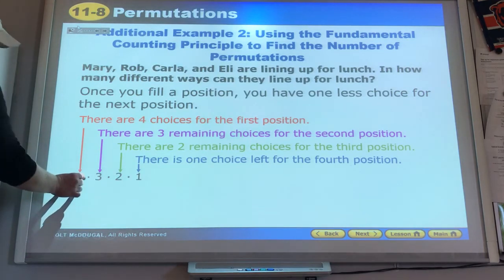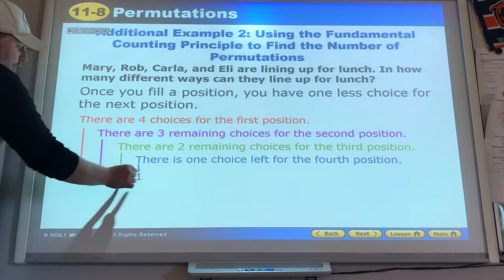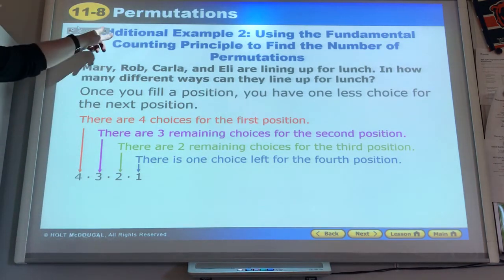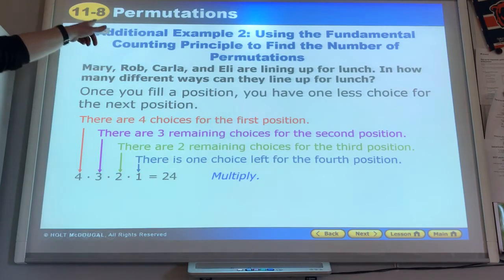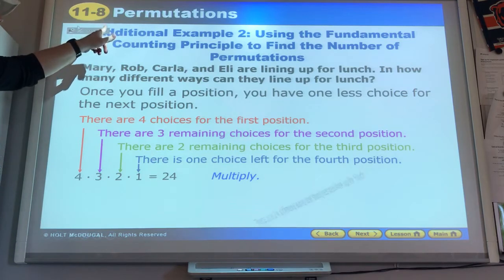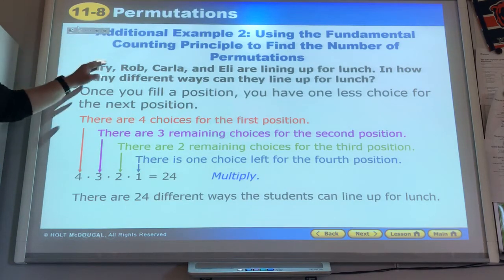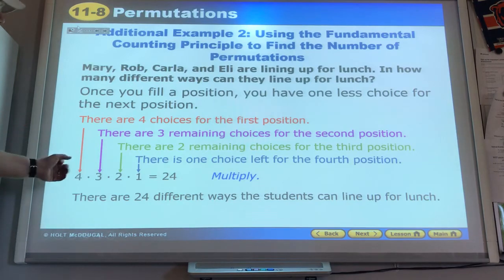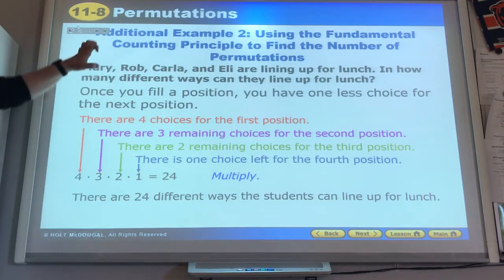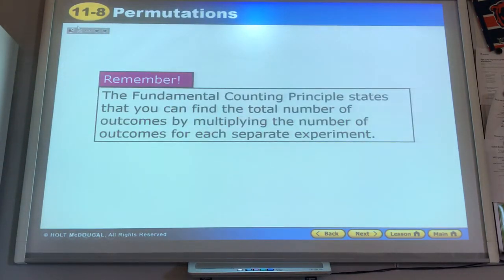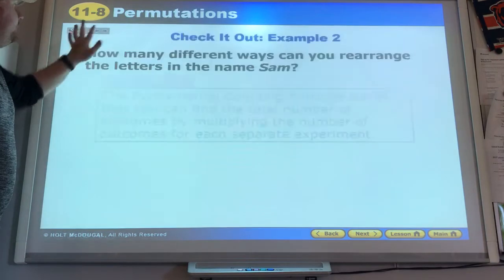When you take the largest number, or the number of people possible, and you multiply each number descending in order, we get 24 different possible ways they can stand in order. There were 4 people, so we took 4 factorial. 4 factorial is 4 times 3 times 2 times 1, and we get 24. The fundamental counting principle states that you can find the total number of outcomes by multiplying the number of outcomes for each separate experiment. We did that with independent and dependent events.